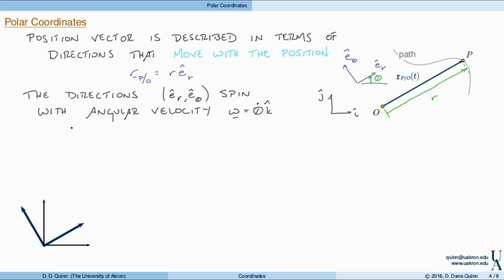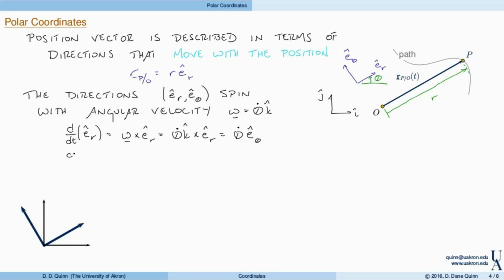As a result, we find that dt of ER, so the derivative of ER, recall, is omega cross ER. Well, omega was theta dot k, and so k cross ER simply gives me e theta. And the change in ER, the derivative of ER with respect to the ground, is theta dot e theta.